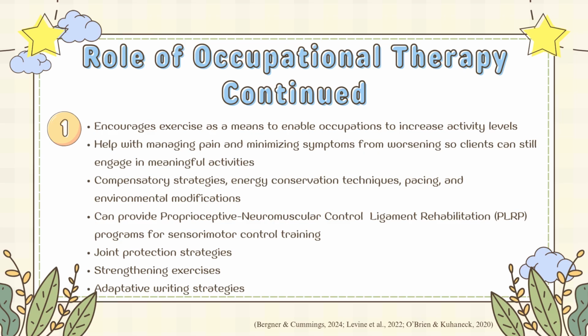Additionally, occupational therapists can encourage exercise as a means to enable meaningful occupations. They can also help with managing pain and other symptoms so the client can function better. Occupational therapists can also assist with compensatory strategies, energy conservation techniques, pacing, and environmental modifications at school and at home. They can also provide proprioceptive neuromuscular control, ligament rehabilitation, programs for sensory control, and retraining.